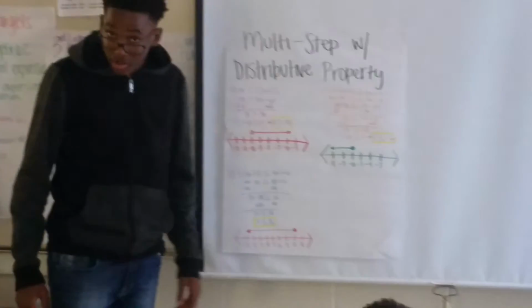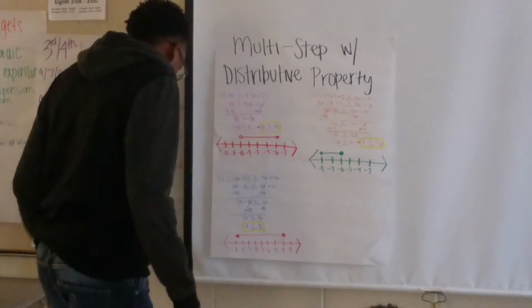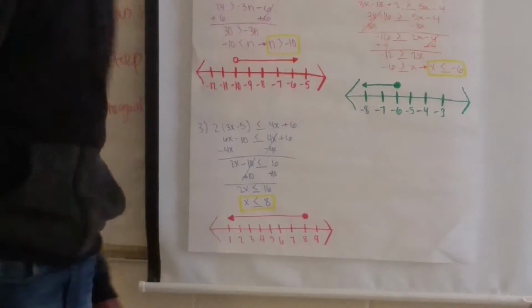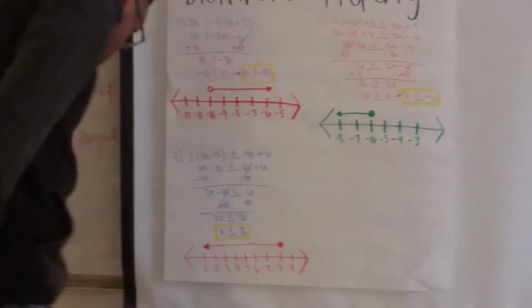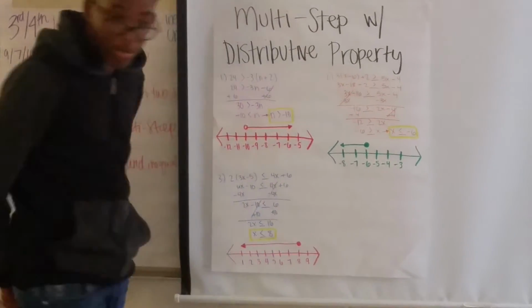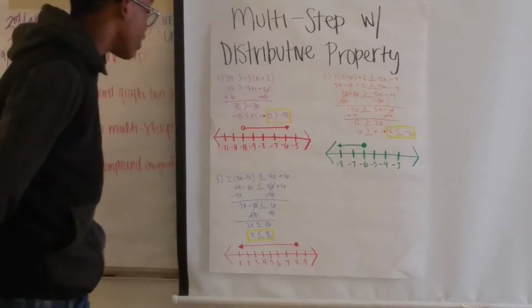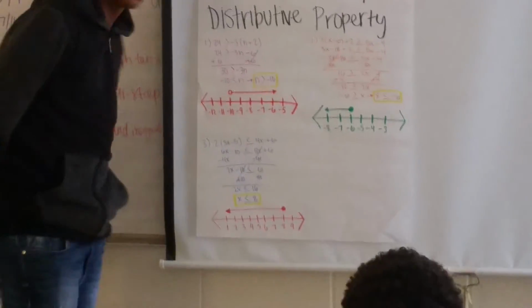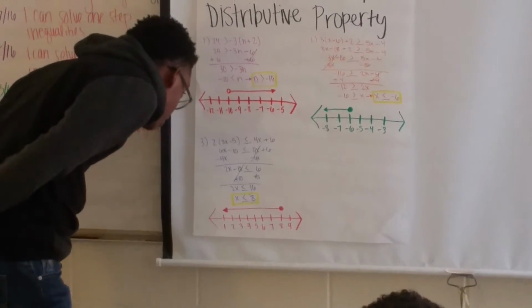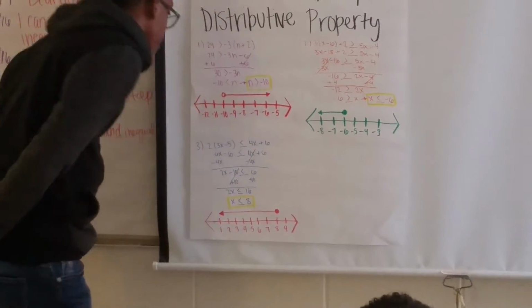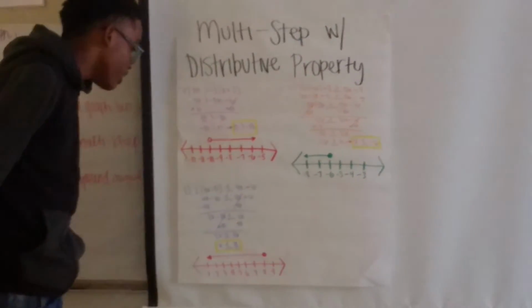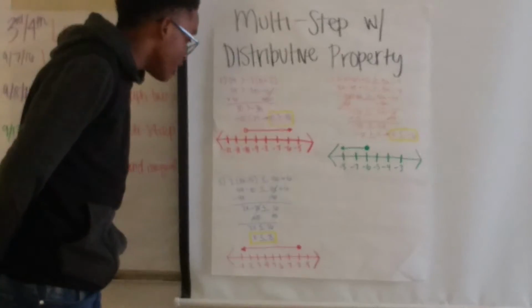So it's 2 parentheses 3x minus 5 less than or equal to 4x plus 6. So you use the distributive property first. You get 6x minus 10 less than or equal to 4x plus 6. Then we subtracted 4x on both sides and got 2x minus 10 less than or equal to 6.